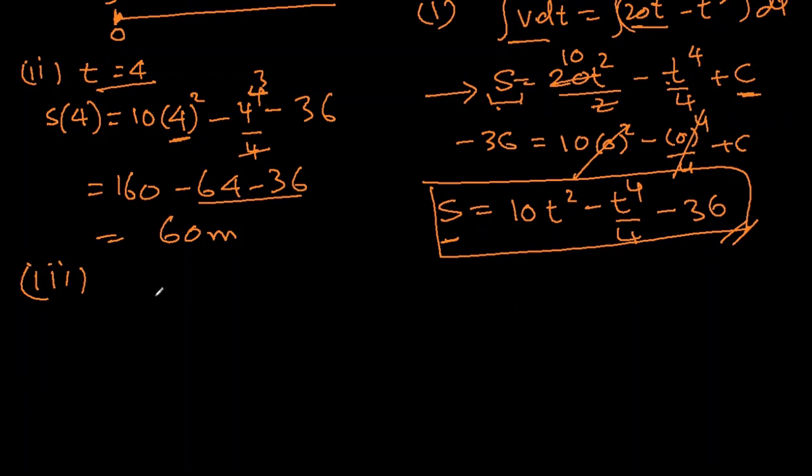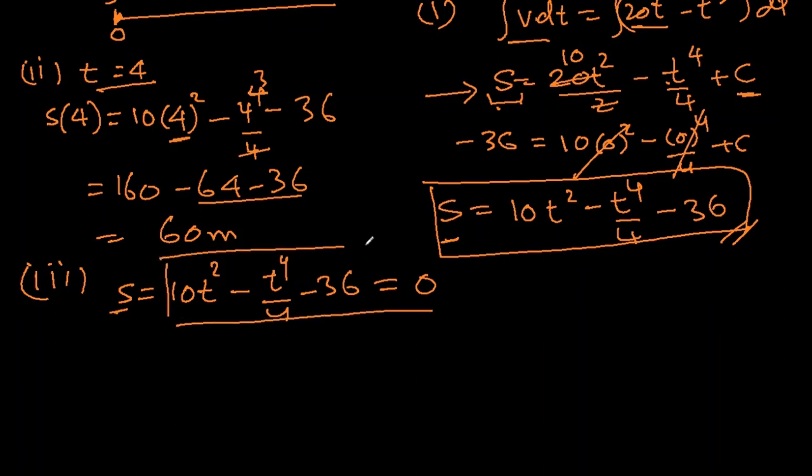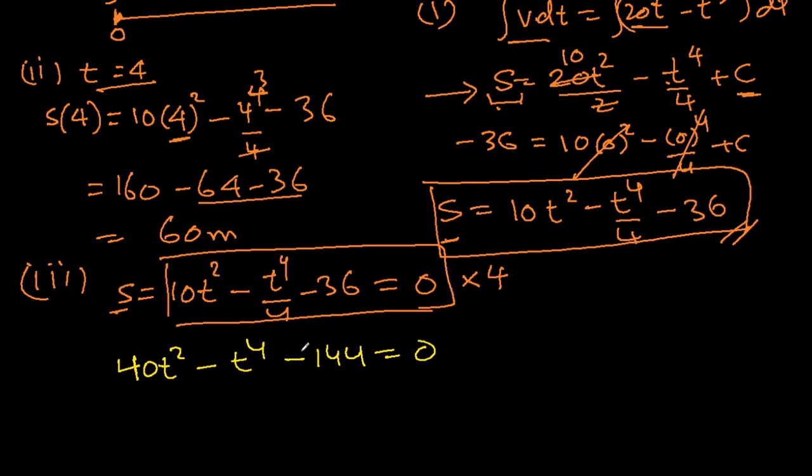So this is the equation with us: s equal to 10t² minus t⁴/4 minus 36. And at O, displacement is 0, so we make S equal to 0. This becomes our new equation for which we have to find time. Let's multiply the whole equation by 4. We get a new equation: 40t² minus t⁴ minus 144 equal to 0. So we got rid of the denominator 4. This is the equation now.